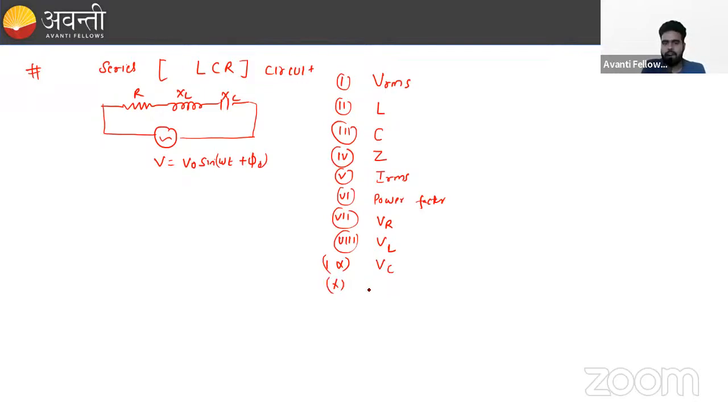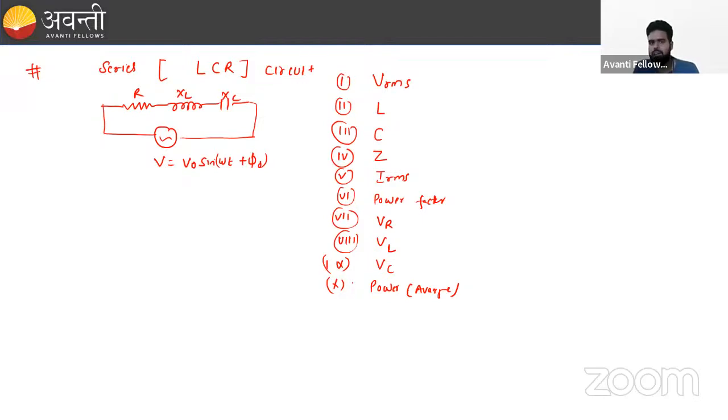Next, find the value of VC, find the value of average power. Average power, or we can say power, that is the average. Okay. So these are the possibilities which can be asked in the given problem. If we are comfortable in the process, we can solve any one part in the given problem or all of the parts, whatever is asked in the problem.